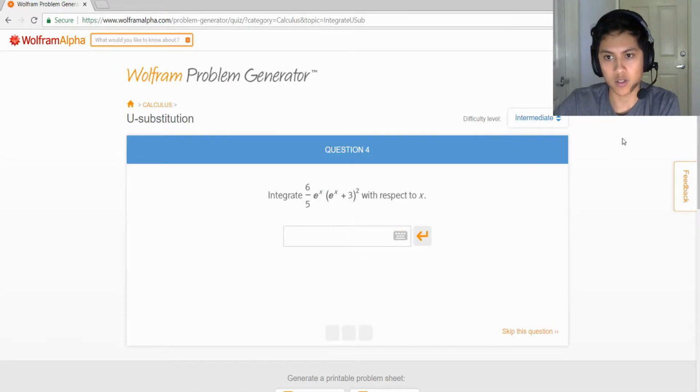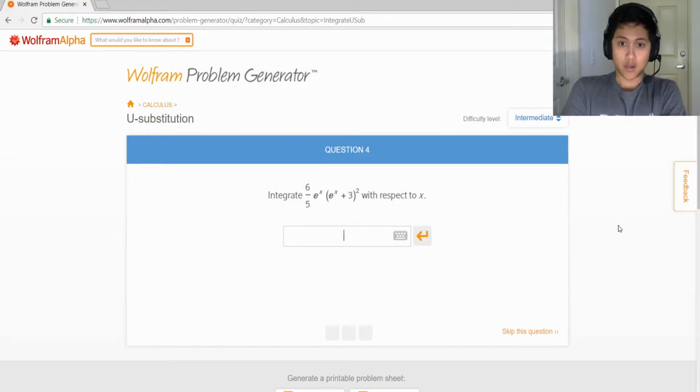Okay, so now we want to step it up to intermediate. So intermediate, let's just do 3. Okay, integrate 6 over 5 e to the x, e to the x. Ooh. Okay, so let u be equal to e to the x plus 3. So then, oh yeah, right. So we go.